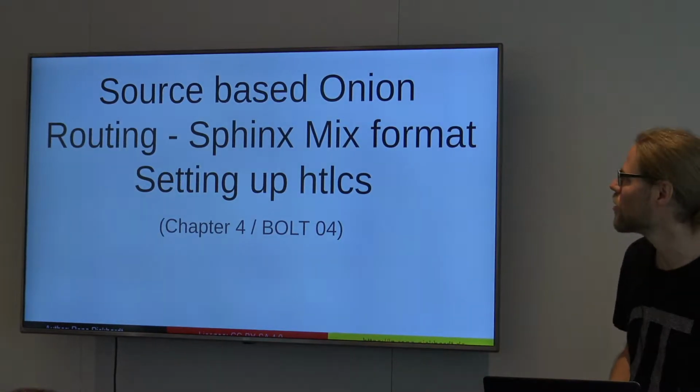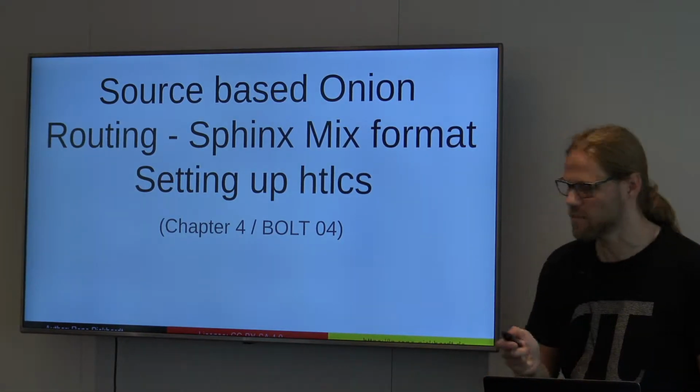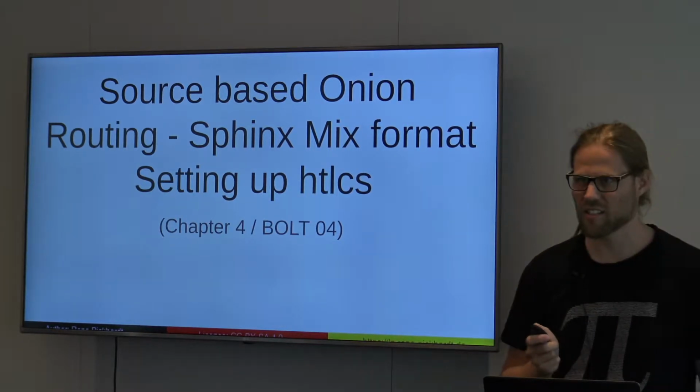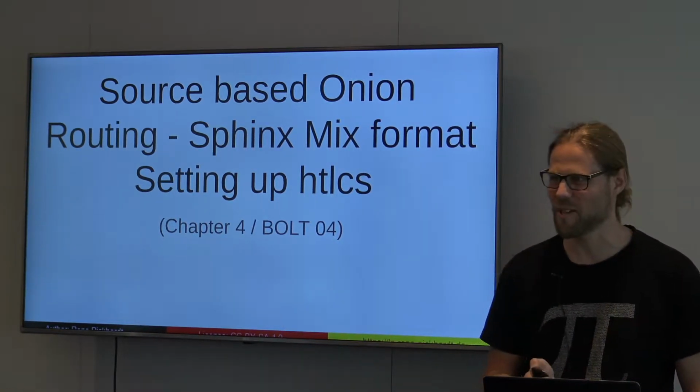So let's go to source-based onion routing and the SPHINX mix format. And I've heard you have already read some parts of the paper.